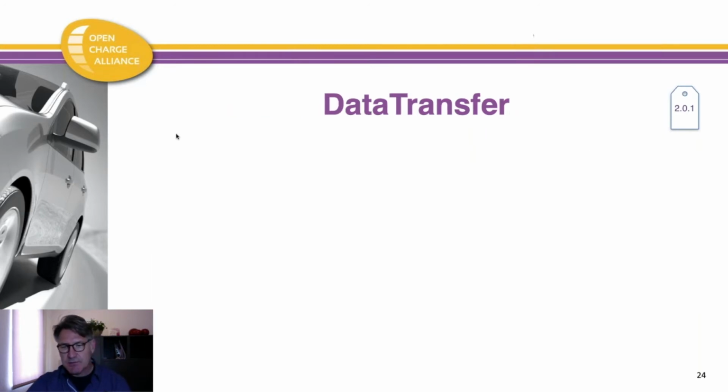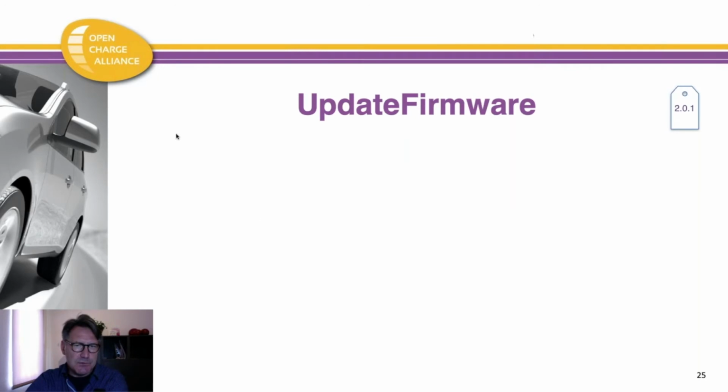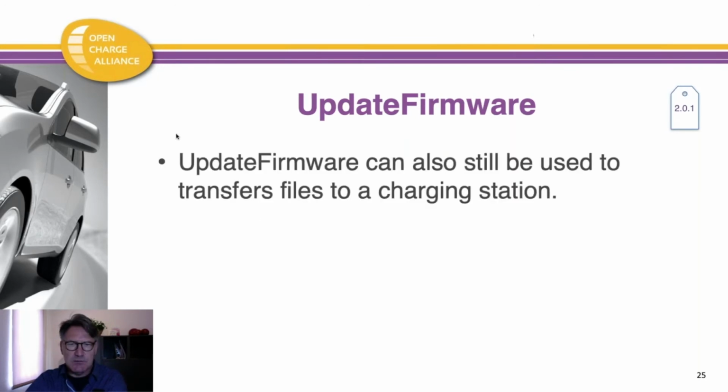Then we have the data transfer, of course, that is exactly the same as in 1.6. And even your 1.6 data transfer messages would also work in 2.0.1. And we have the firmware update mechanism, no change there.